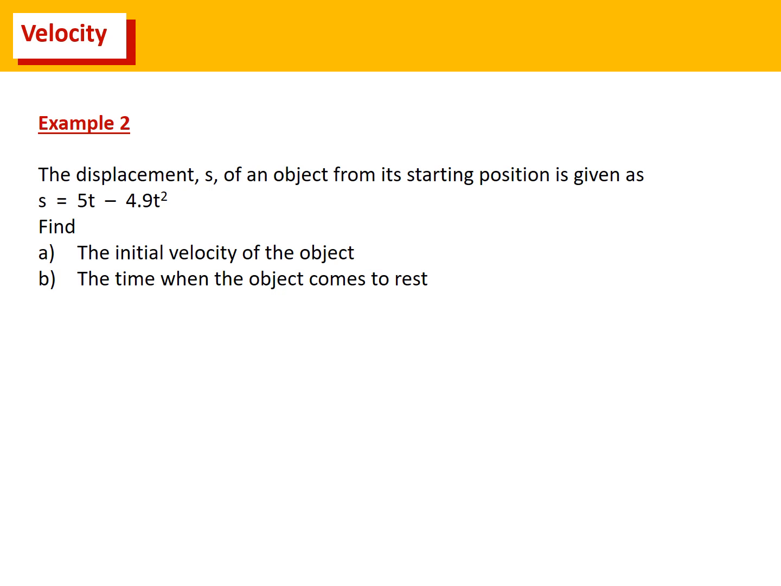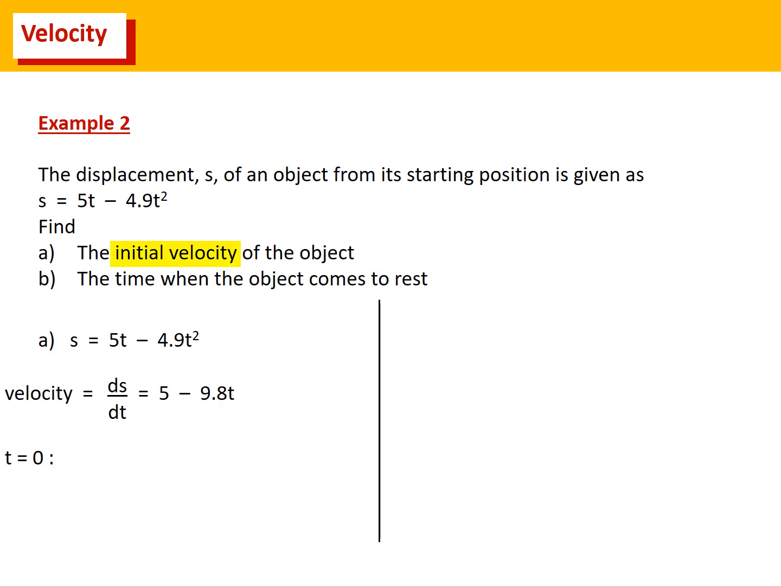Here in example 2, once again, we're given an expression for the displacement. Part A wants the initial velocity. So once again, we have to differentiate s with respect to t to obtain an expression for velocity. And that's the expression we obtain. When t equals 0, we want the initial velocity. So t equals 0, we substitute that into our expression for velocity, and that gives us 5 meters per second.